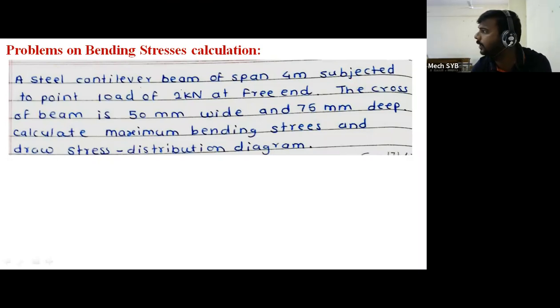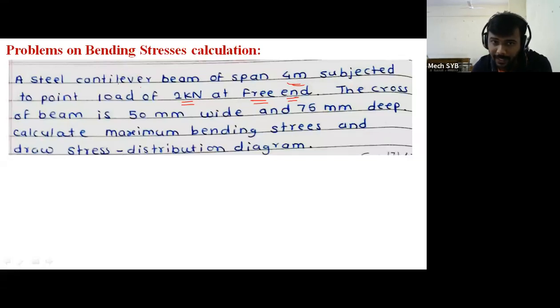So the type of beam is identified in the first sentence only. A steel cantilever beam of span 4 meter subjected to point load of 2 kilonewton at free end. We have to check whether the statement given is applicable to our standard cases or not. बरोबर आहे, आपल्या 4 स्टँडर्ड केसेस मध्ये ते स्टेटमेंट बसतंय की नाही, that first we have to understand.